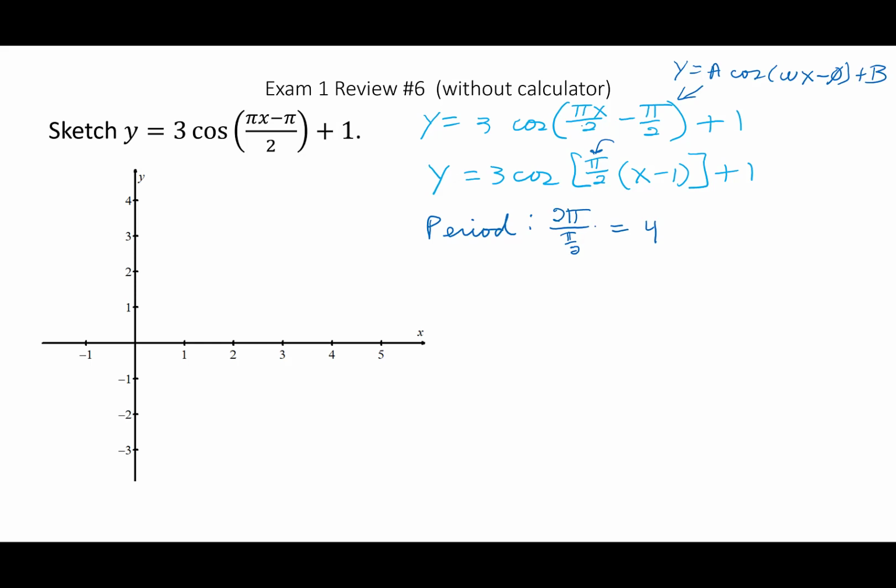Then to find what the amplitude is here, the amplitude is going to be the absolute value of A. In this case, the absolute value of A is the absolute value of 3, which is just 3. So we have an amplitude of 3. The next thing we might look for is the phase shift.